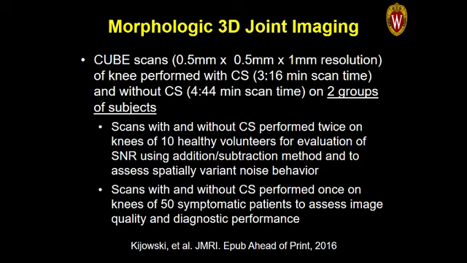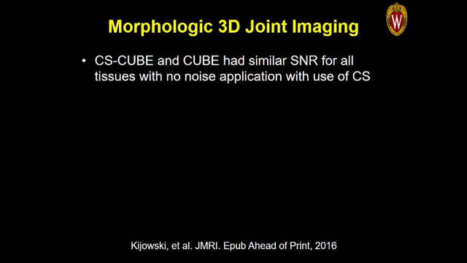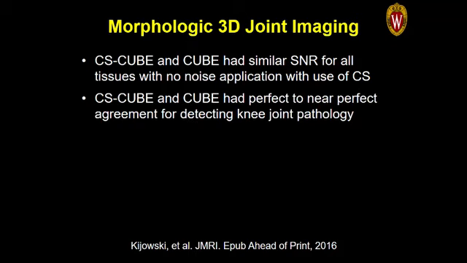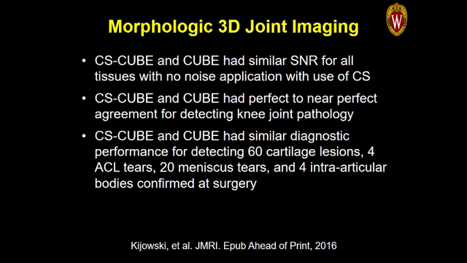We also performed CUBE scans with and without compressed sensing once on the knees of 50 symptomatic patients to evaluate image quality and diagnostic performance. In our study, we found that compressed sensing CUBE and CUBE had similar signal-to-noise ratio for all tissues with no noise amplification with use of the compressed sensing acceleration method. In addition, compressed sensing CUBE and CUBE had perfect to near perfect agreement for detecting knee joint pathology.